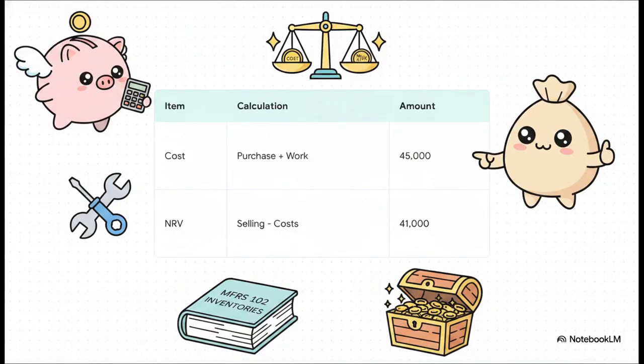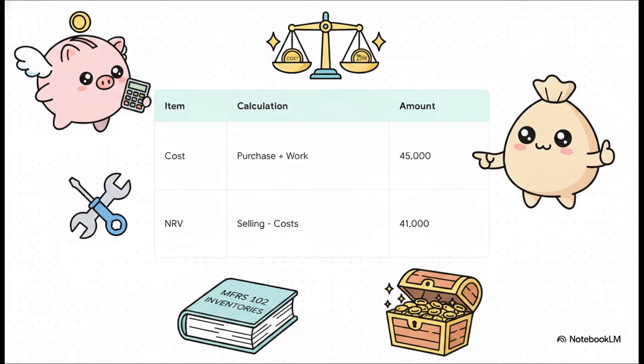Let's level up with the reconditioned equipment problem. First, let's find the cost. 30,000 for purchase plus 15,000 for work done equals a total cost of 45,000. Next, let's find the NRV. The estimated selling price is 50,000, but we've got to subtract the 7,000 it takes to complete it and the 2,000 to sell it. That gives us an NRV of 41,000.